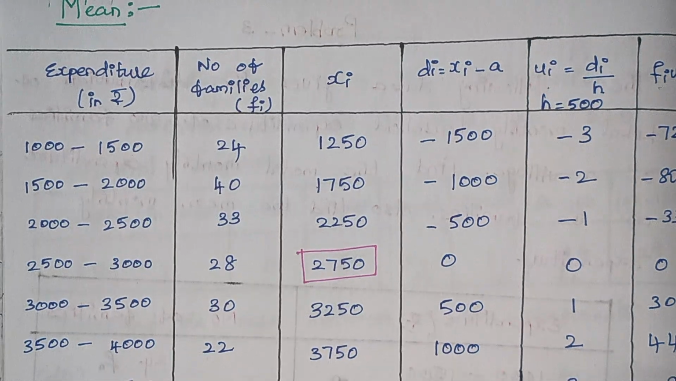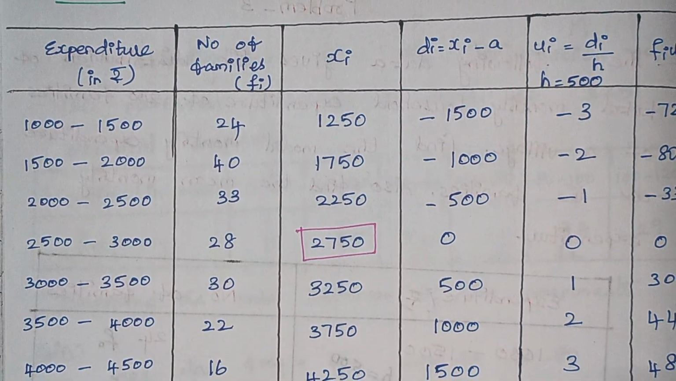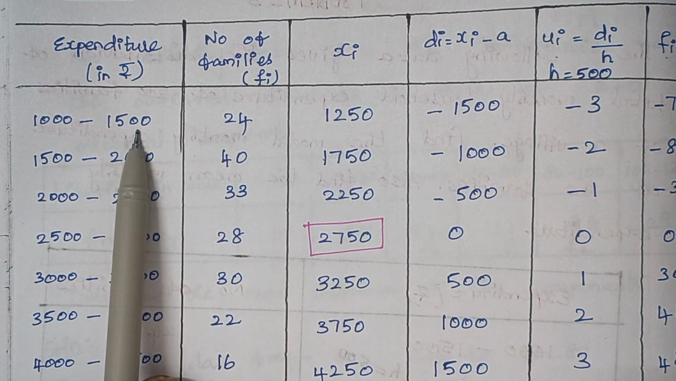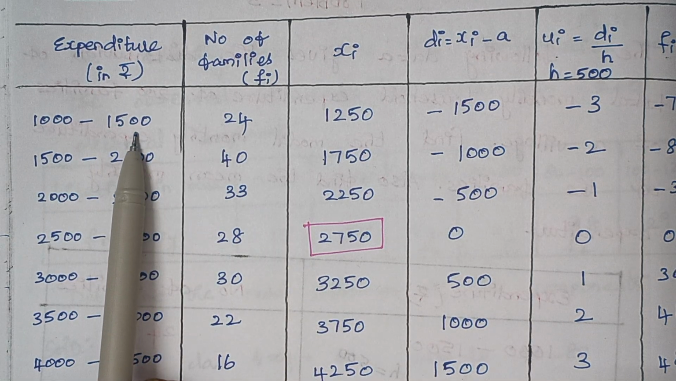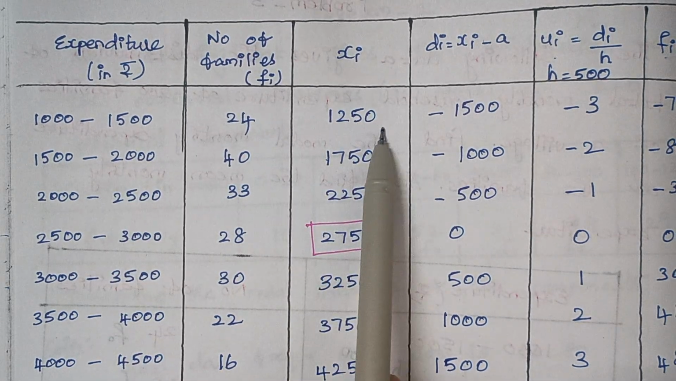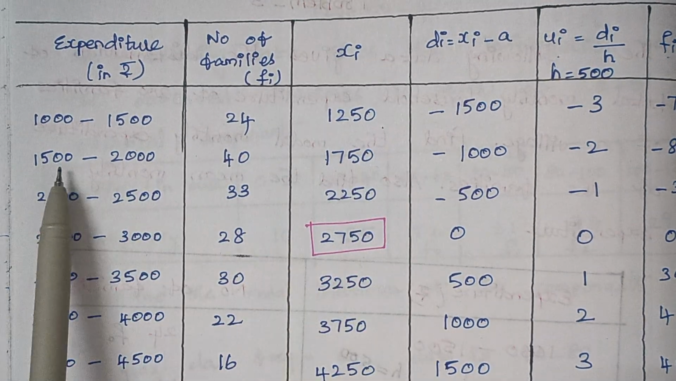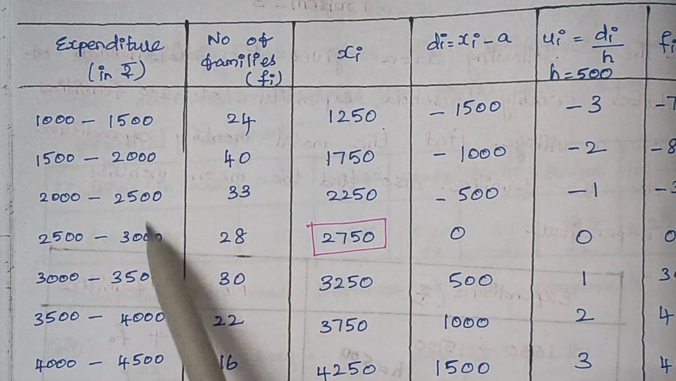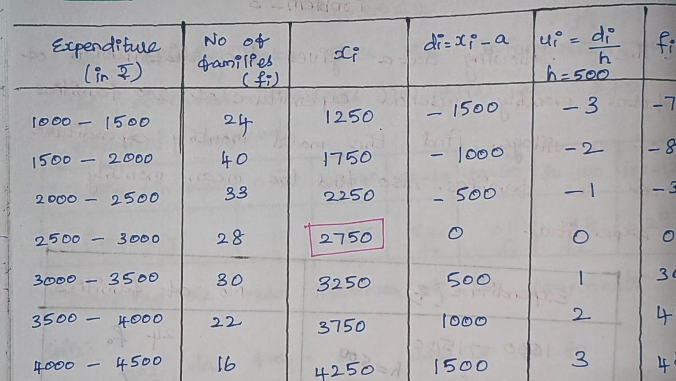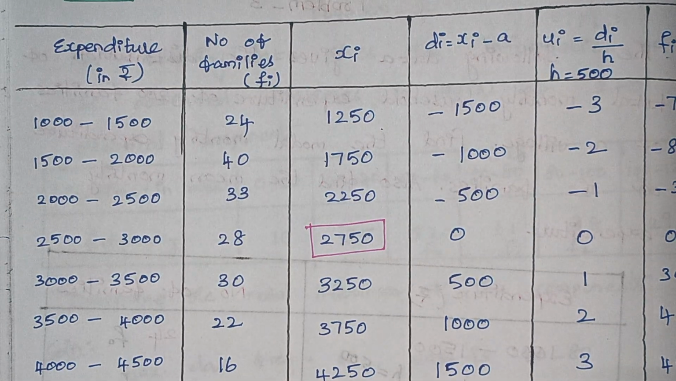Now Xi is nothing but the average of the intervals. So here 1000 plus 1500 gives you 2500. So 2500 divided by 2 gives 1250. Similarly, you have to take the average for all these intervals. Once the average is calculated, we have to find the value of A.